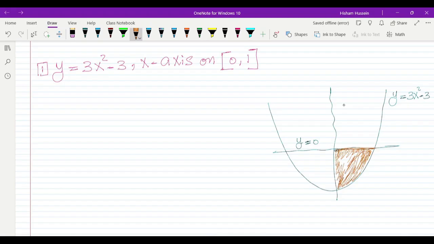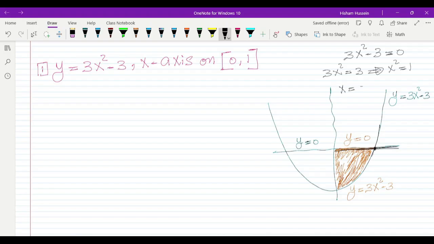Okay, here the upper curve is y equals 0. Here the lower curve is y equals 3x squared minus 3. Now we need to find the intersection point, which is the intersection between the curve and y equals 0, the x-axis. So 3x squared minus 3 equals 0, which means 3x squared equals 3, that leads to x squared equals 1. Take the root for both sides, so x equals plus or minus 1. But we are interested in the positive sign.